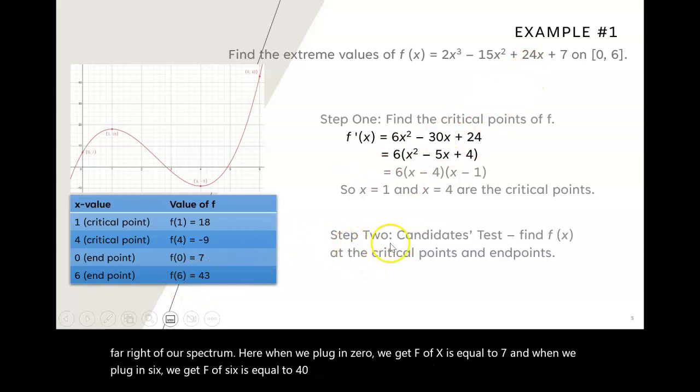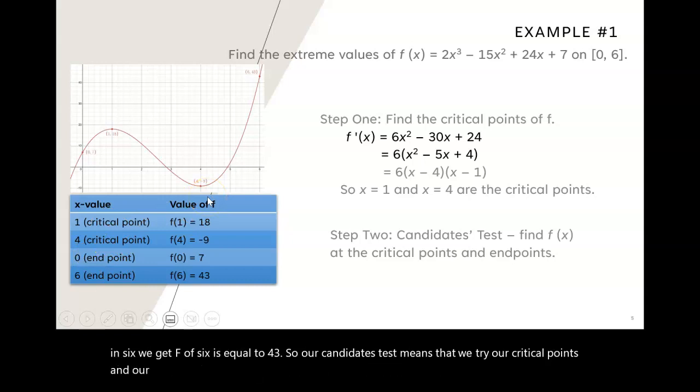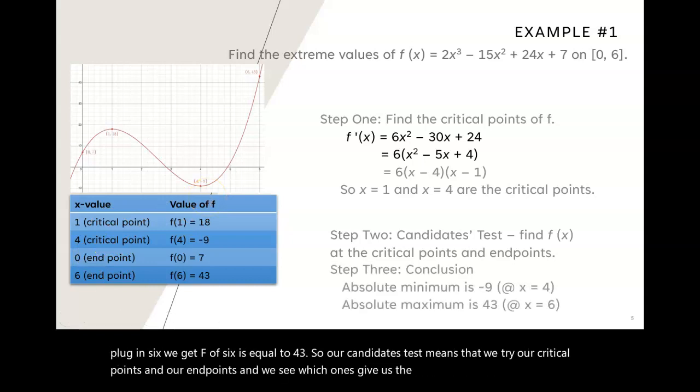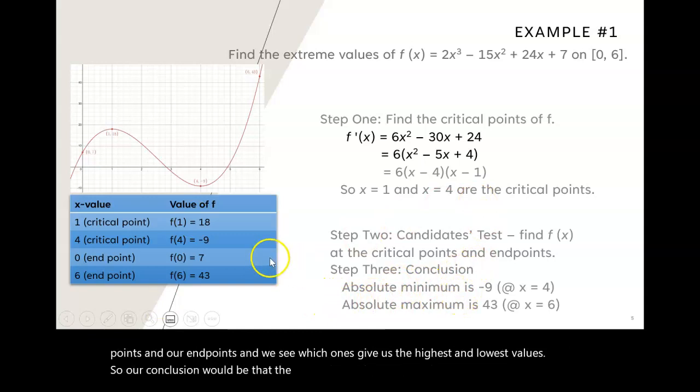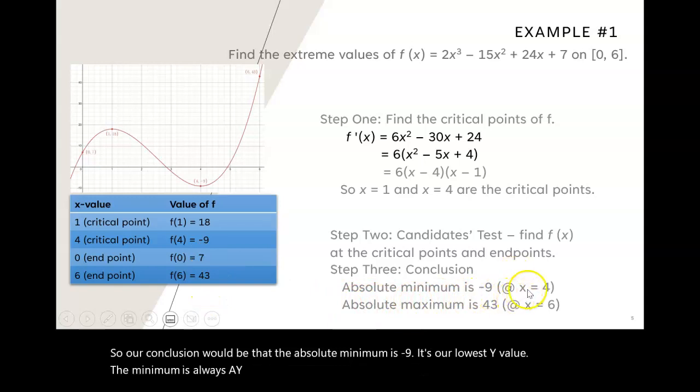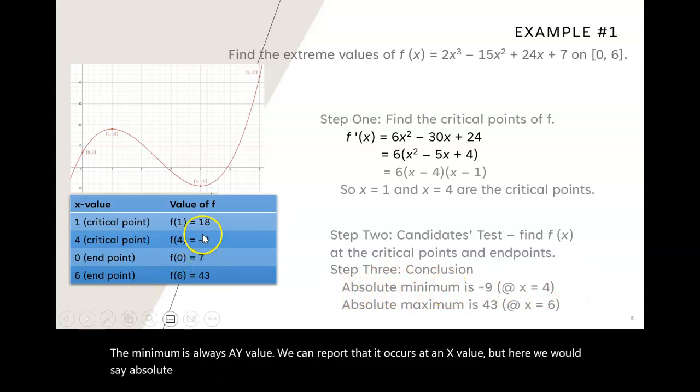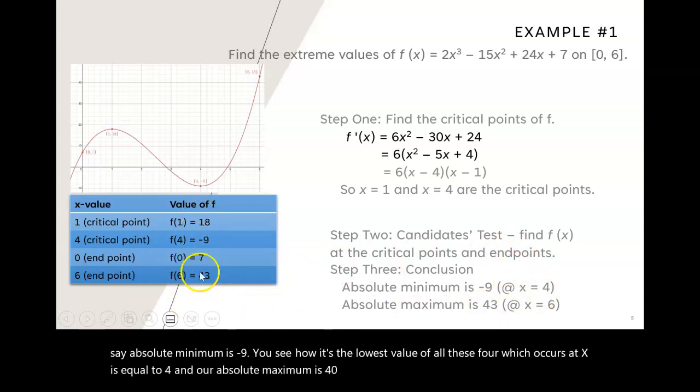So our candidates test means that we try our critical points and our endpoints, and we see which ones give us the highest and lowest values. So our conclusion would be that the absolute minimum is -9. It's our lowest y value. The minimum is always a y value. We can report that it occurs at an x value, but here we would say absolute minimum is -9. You see how it's the lowest value of all of these four, which occurs at x is equal to 4. And our absolute maximum is 43, which occurs at x is equal to 6.